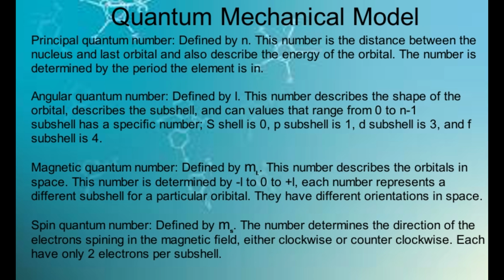The principal quantum number is the distance between the nucleus and the last orbital, and it decides the energy of the orbital. The angular quantum number describes the shape of the orbital and the subshell. The magnetic quantum number describes how orbitals are arranged in space. The spin quantum number determines the direction electrons are spinning in the magnetic field.